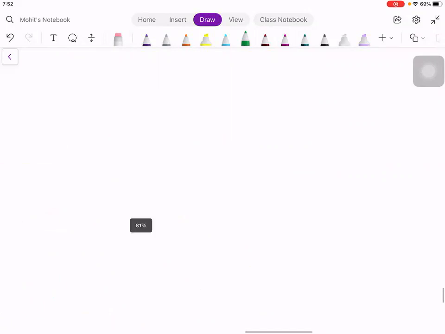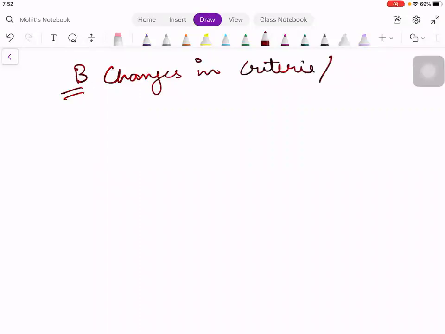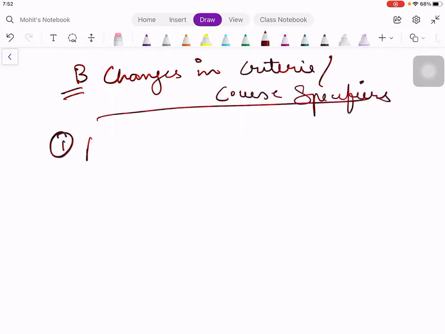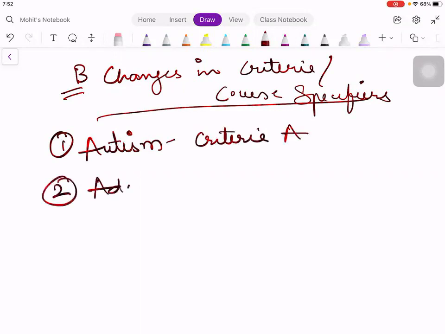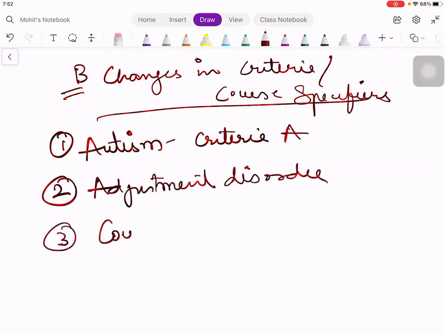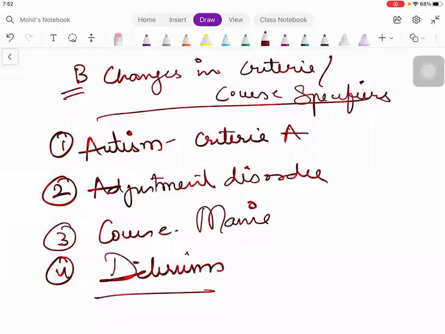What is the second category of change? The second grouping can be divided into changes in criteria or course specifiers. These have been, number one, in autism criteria A, in adjustment disorder, in the course specifier of mania, and in delirium. The changes in the criteria or course specifier have been many, but the most important for us are these four. Now, what changes are there?